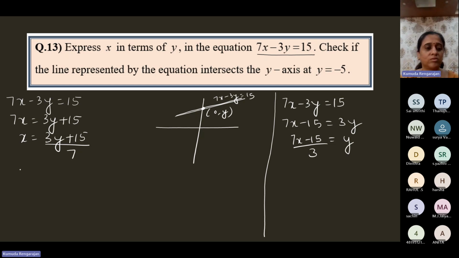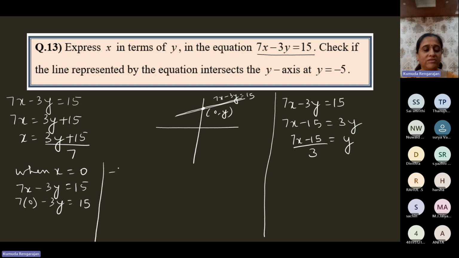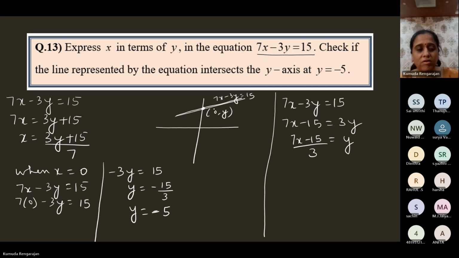So when x is equal to 0, 7x minus 3y is equal to 15. 7 into 0 minus 3y is equal to 15. So minus 3y, 7 into 0 is 0. So minus 3y is equal to 15. y is equal to minus 15 by 3. y is equal to minus 5. True. So what do you understand from this? This means that the point (0, minus 5) lies on this line.